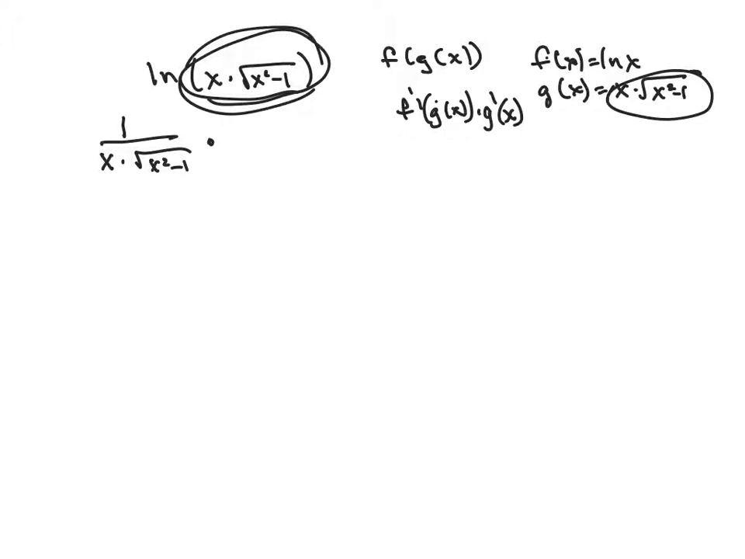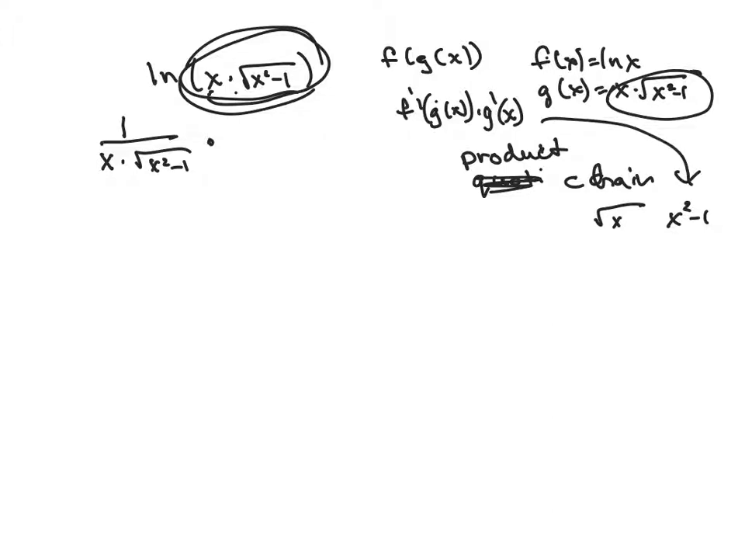And unfortunately, that is a lot, because I have the product rule, because I have two functions multiplied together. I have x times square root of x squared minus 1. And I also have in that the chain rule again, because my outside function is the square root of x, and the inside function is x squared minus 1. So I have to do the chain rule again once I get to that derivative.